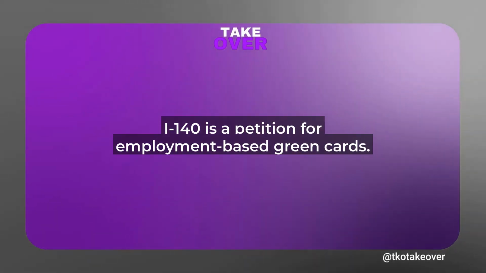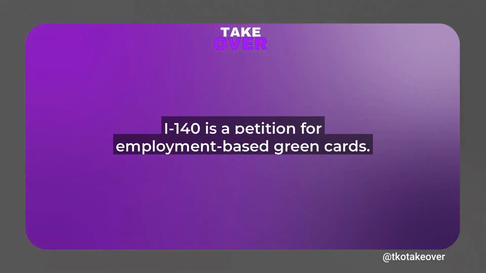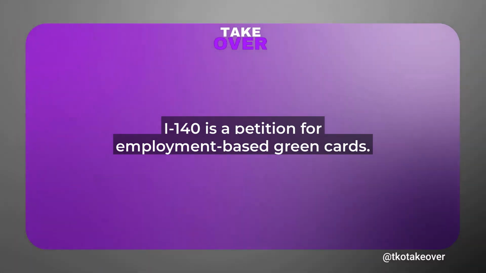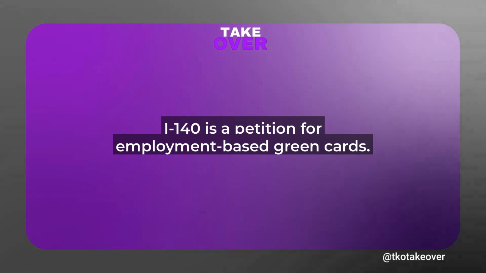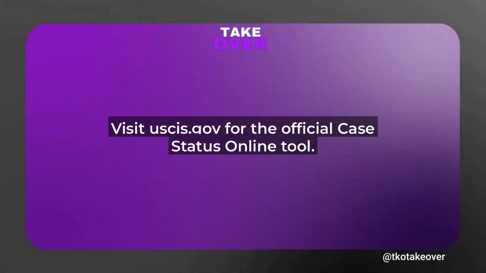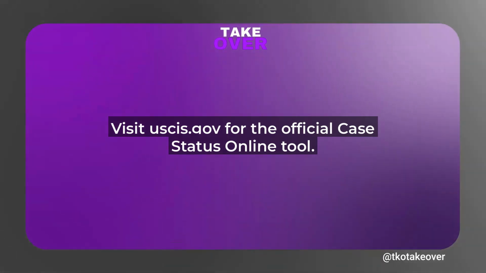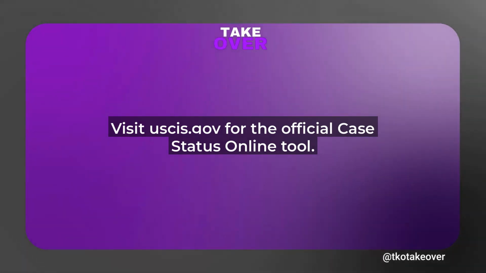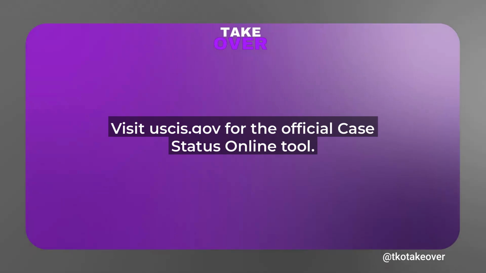Today, we're tackling a super important topic: how to check your I-140 status in 2025. If you're in the midst of the US immigration process, especially for employment-based green cards, knowing your I-140 status can ease a lot of anxiety. Quick recap. Form I-140 is a petition for alien workers, filed by your employer to help you get permanent residency. Let's dive into the steps to check it out.